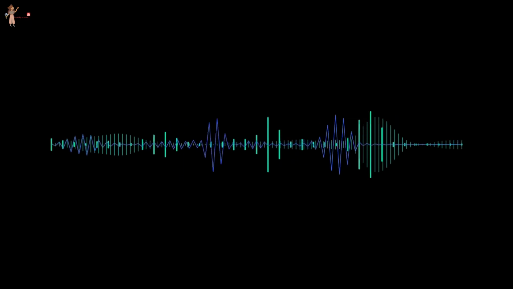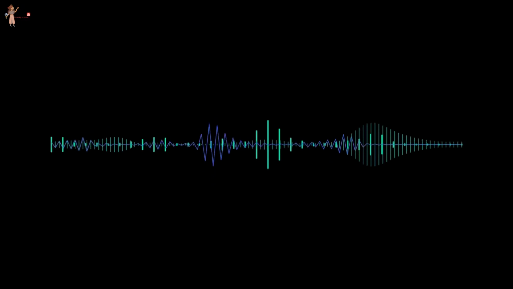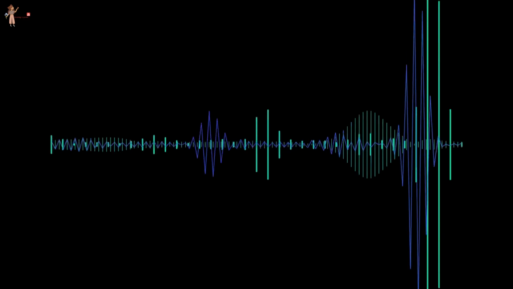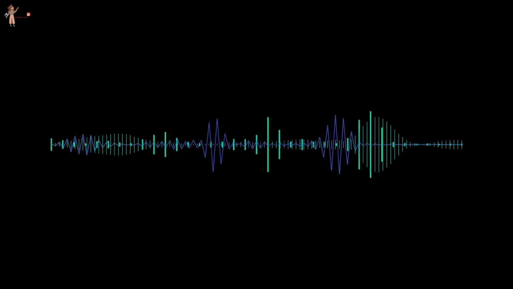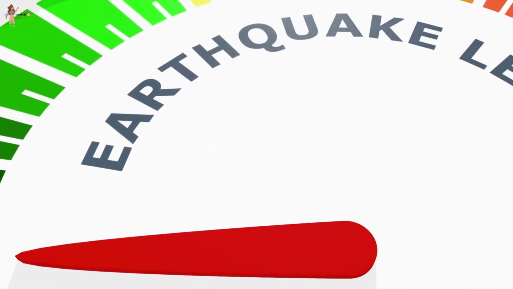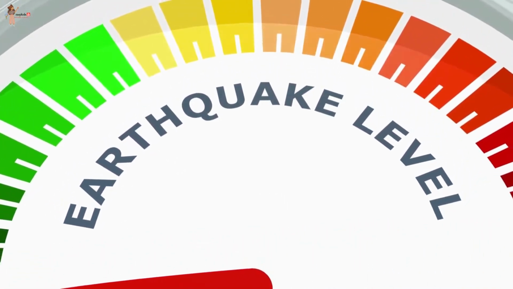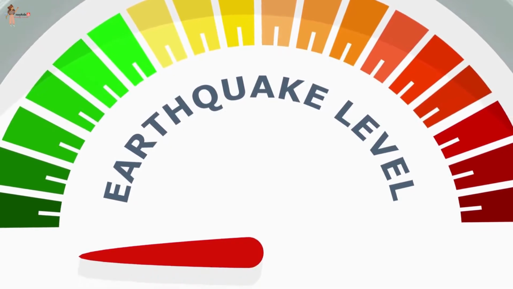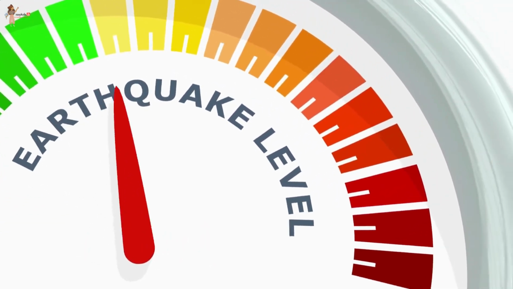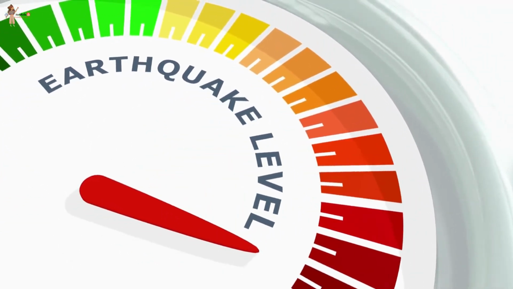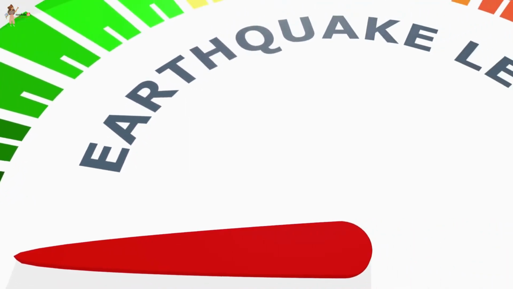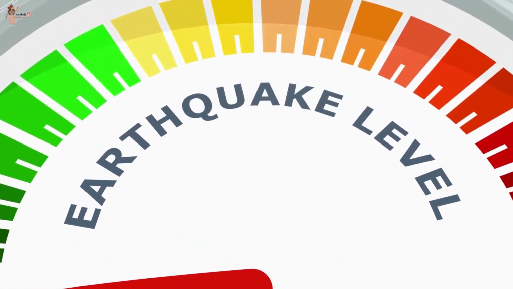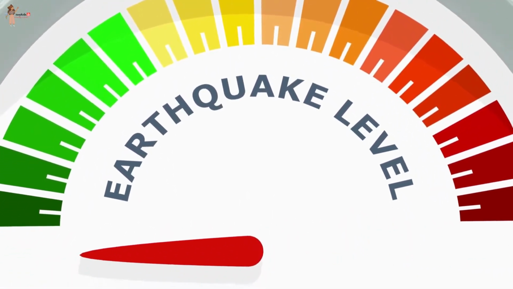Richter scale is not linear. This means that an earthquake of magnitude 6 does not have 1.5 times the destructive energy of an earthquake of magnitude 4. Instead, an increase of 2 in magnitude means 1,000 times more destructive energy. Therefore, an earthquake of magnitude 6 has 1,000 times more destructive energy than an earthquake of magnitude 4.